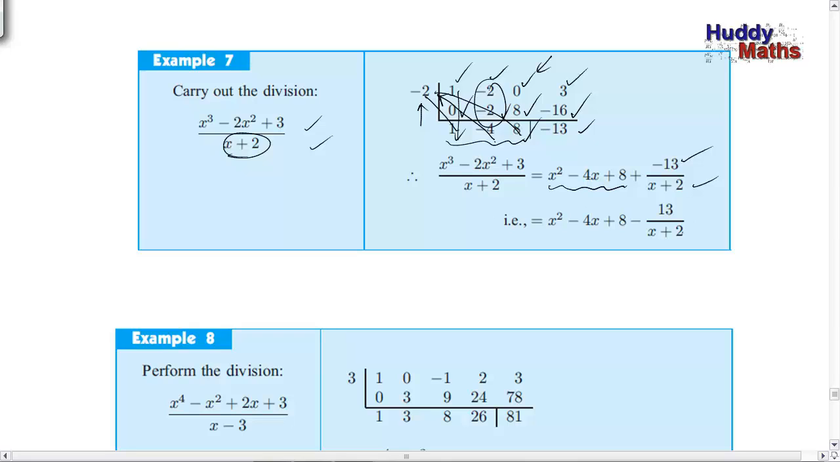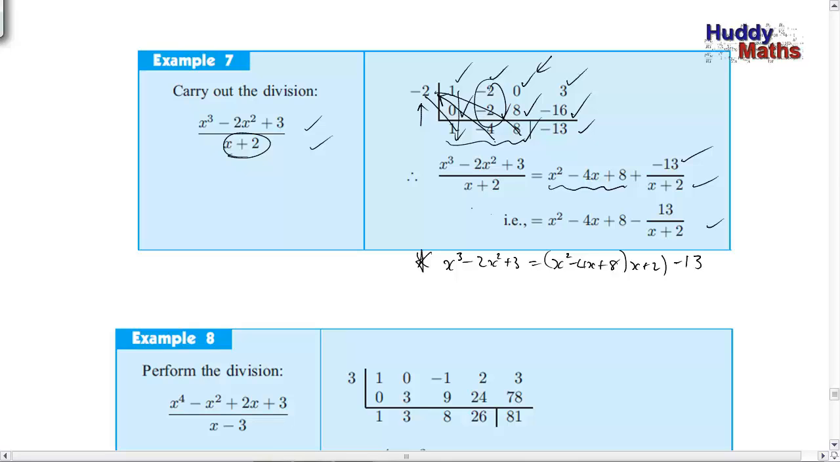Or the other way around is to say the original function, well, they haven't written it, but they haven't written the other form, and that is that this function could be thought of as this many lots of the divisor take 13, the remainder. So that's the other way of writing that relationship.